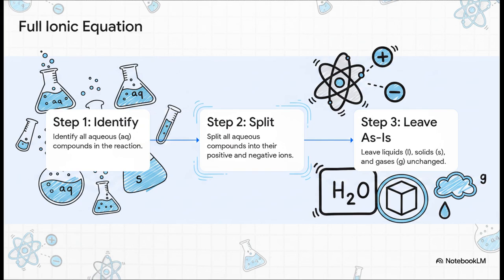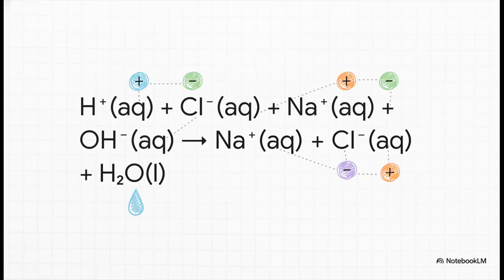So how do we get a full list of everyone at the scene of the crime? Well, we've got a simple 3-step procedure for that. First, you identify all the aqueous compounds. Those are our main suspects. Second, you split them up into their ions so you can interrogate them one by one. But, and this is super important, anything that's a pure liquid, a solid, or a gas, you leave it alone. They're like indivisible units in this investigation.